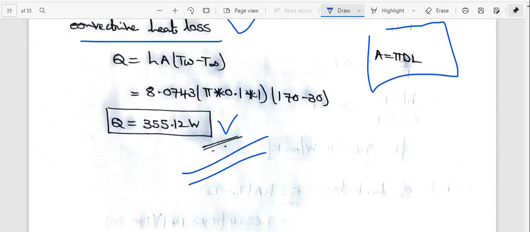This is the combination of free and forced convection, and free convection and radiation. These combination problems are explained in this video.